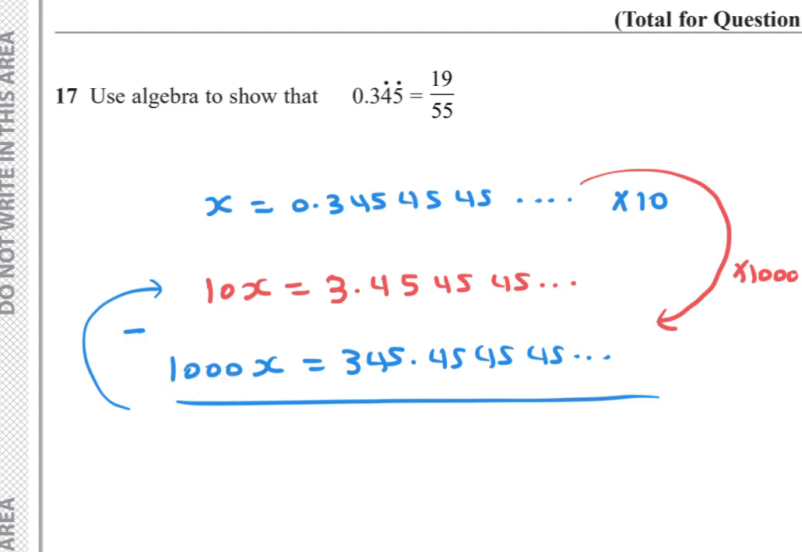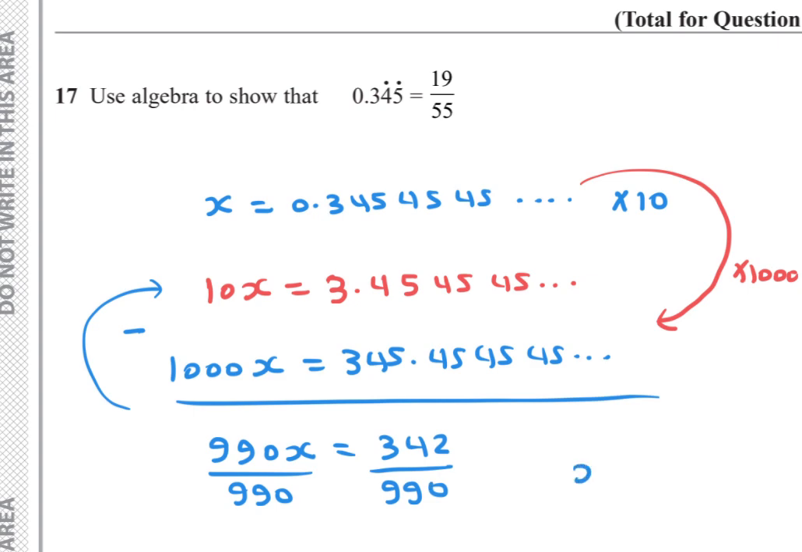Now when we subtract, 1000x minus 10x equals 990x. When we subtract the decimals, all the decimals cancel, so 345 minus 3, so 342. Now divide by 990, so x equals 19/55 in its simplest form.